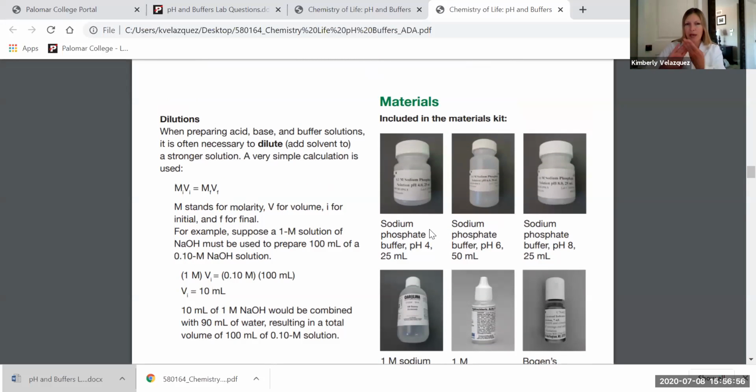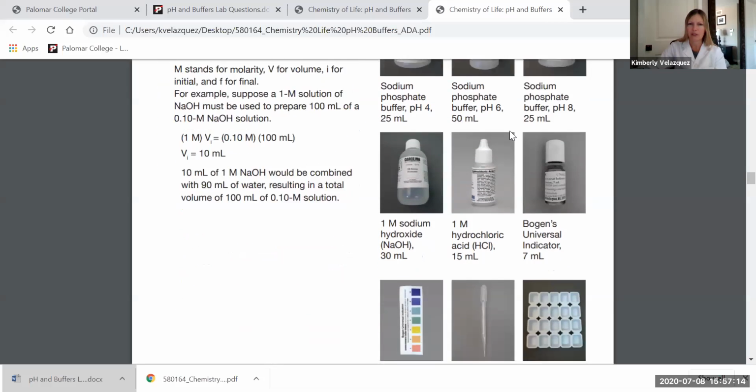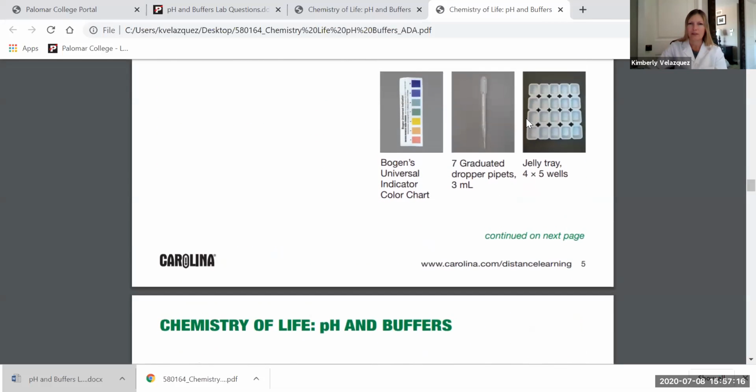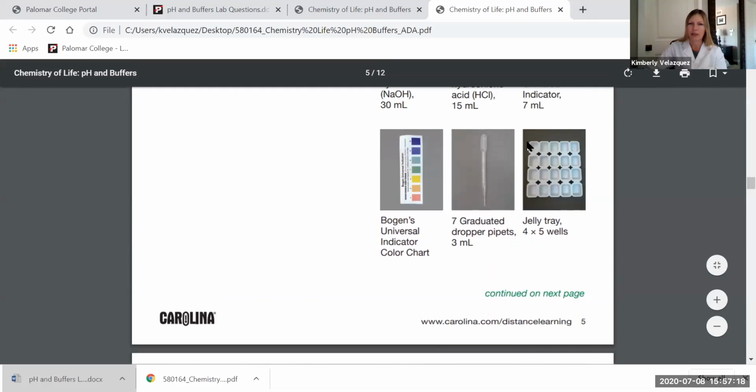Okay, 3 bags of materials you're going to need today. One is your personal protection equipment. Okay, so that's your goggles, your gloves, your apron. Then you need the materials that are labeled for the pH and buffers lab. That's all of these things. This is the tray where you're going to be labeling this tray and carrying out your experiment in this tray for activity 1 and for activity 2.